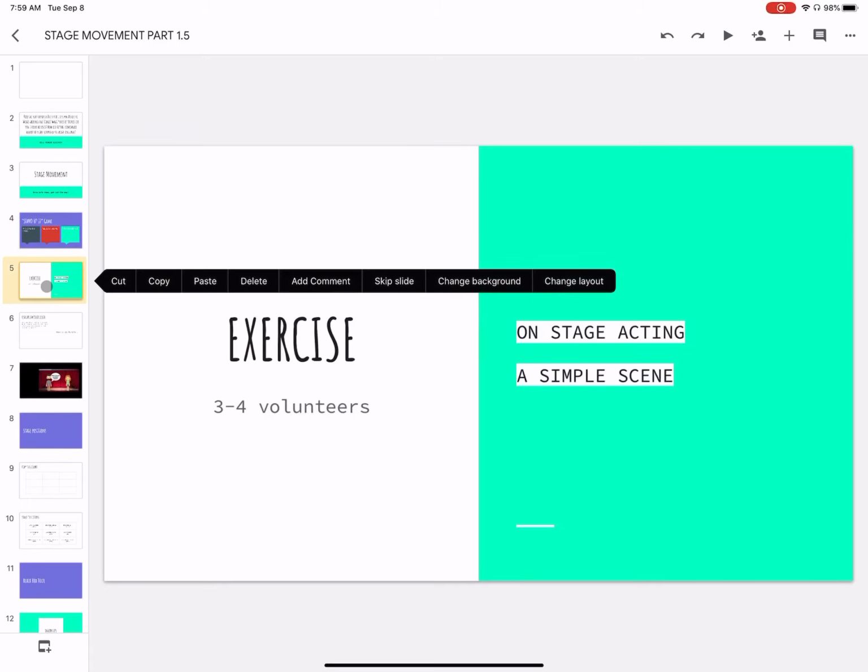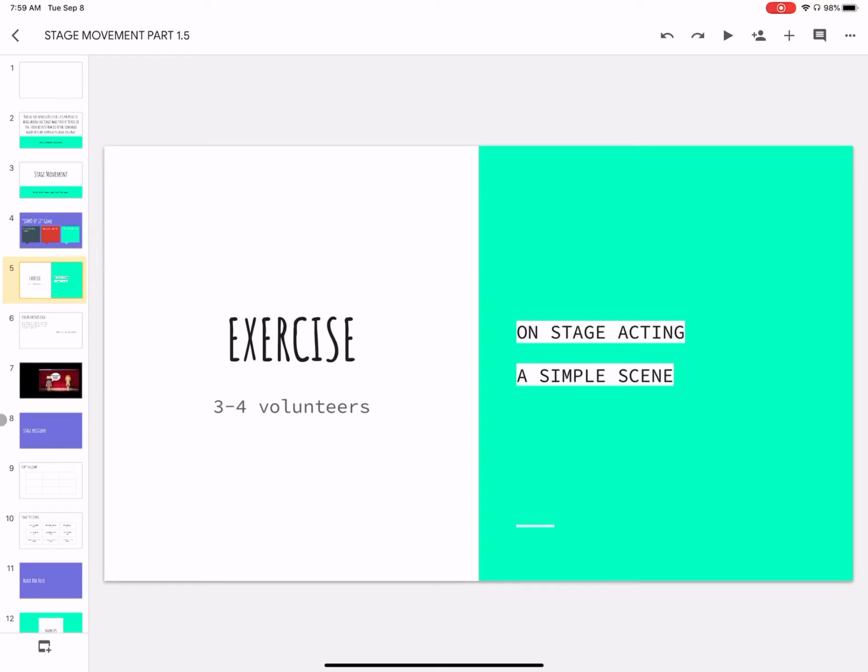Hey, we're going to keep going. I want to do a little exercise. I'm going to explain it, and then Mr. Bear, if you can lead it out. So the exercise here says 3 to 4. We have a small class. Let's go with 2 volunteers. Okay, so 2 volunteers, 3 if anyone else wants to jump up. Those 3 come to the front of the class.